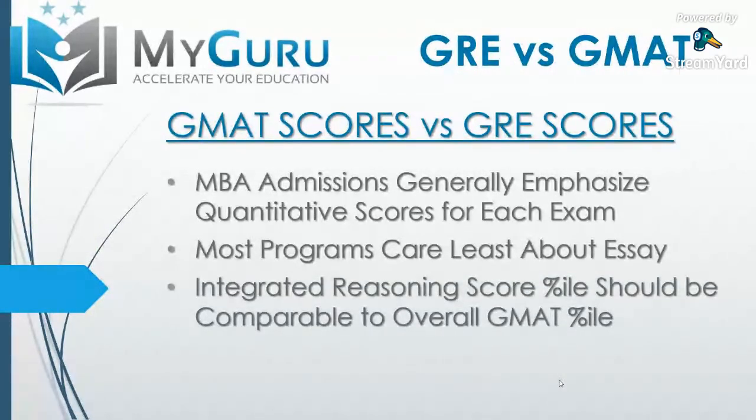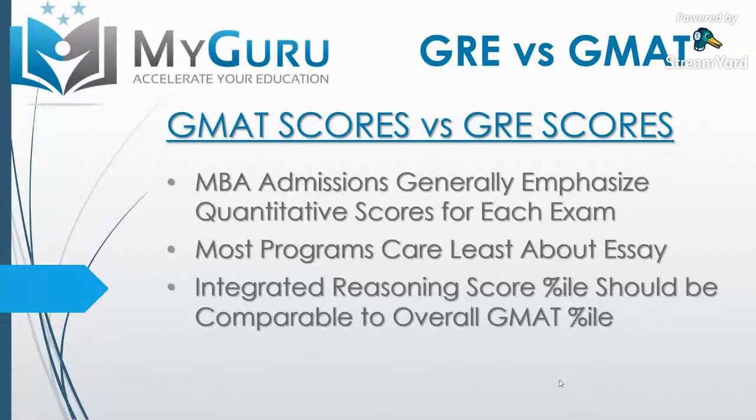Then the integrated reasoning score, because that isn't part of the GRE, you basically just want to make sure that that correlates closely to what your overall GMAT percentile was. So if you're looking at, say, a 600, 650, you want to be in a 6 to 7 range for the integrated reasoning. If you're looking at a 700 or above, you should be at a 7 or above for the integrated reasoning. That integrated reasoning section is scored on a scale of 1 to 8, and it's basically a breakdown where 82nd percentile is going to be a 7, and a 92nd percentile is going to be an 8, and that's the highest score that you can get.